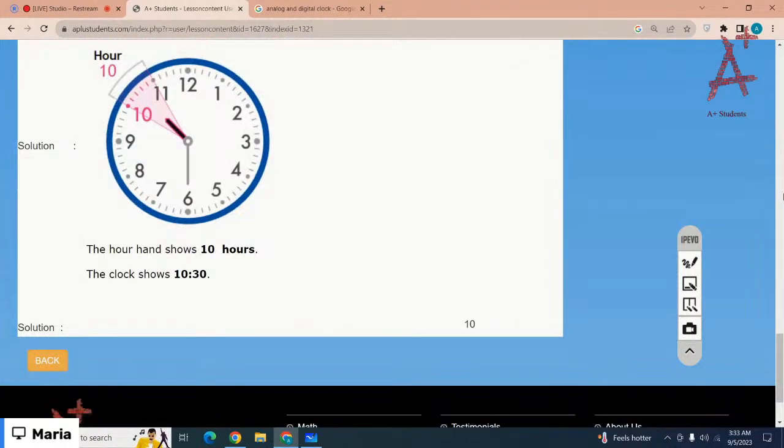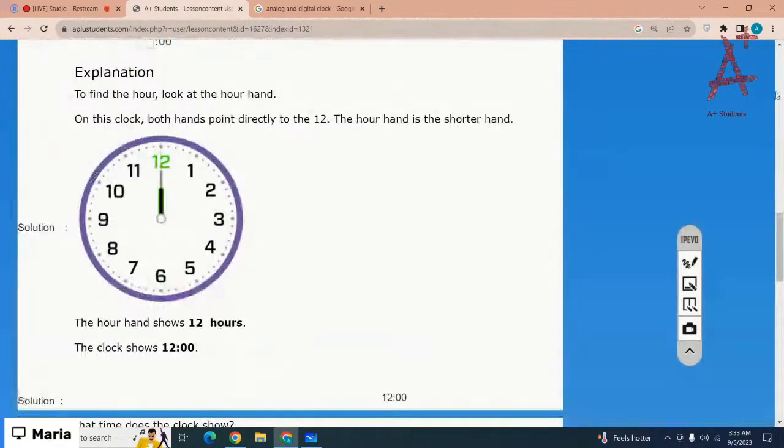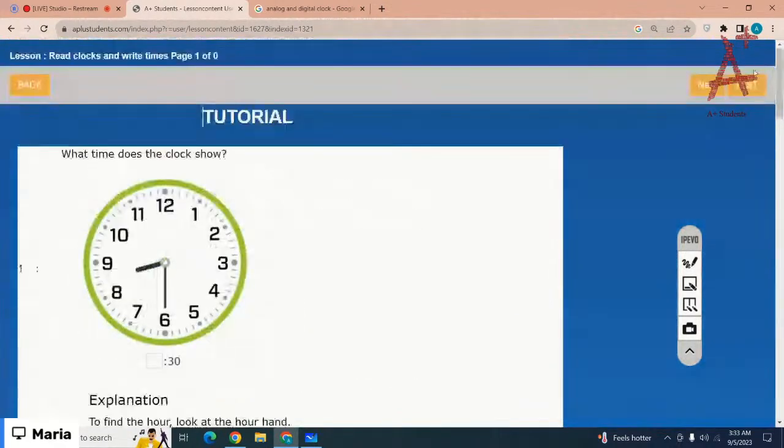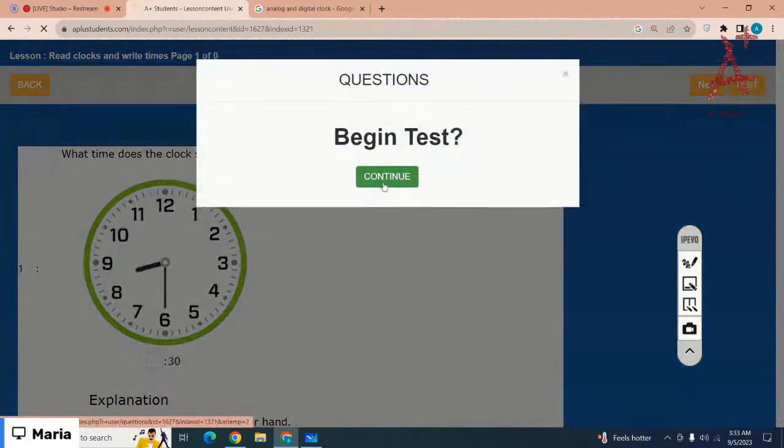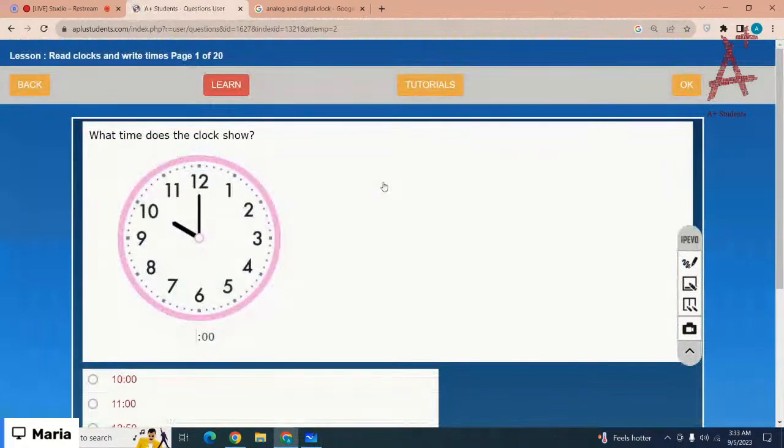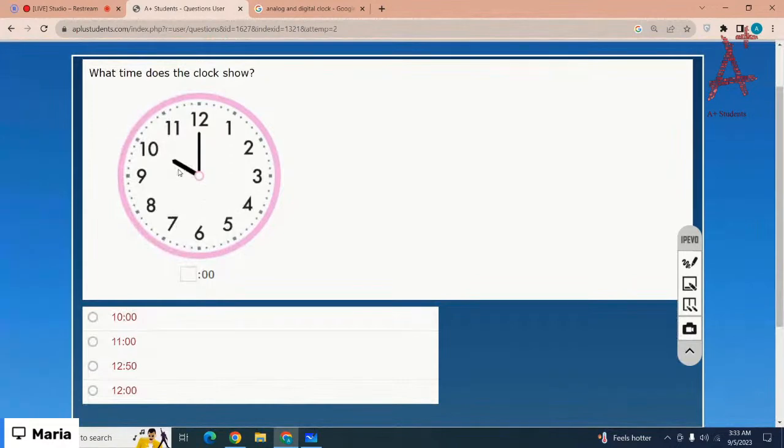Let's just start with the practice questions. What time does the clock show? Which is the correct option? Just look at the hour hand. The small one is the hour hand. It points to 10 and the minute hand points to exactly 0. That would be 10 hours and 0 minutes. Option number 1 is the correct option.